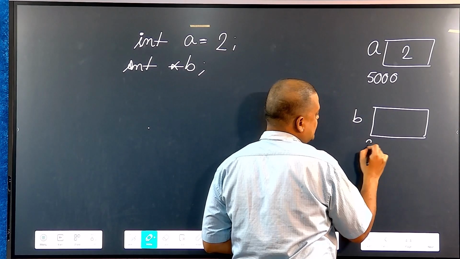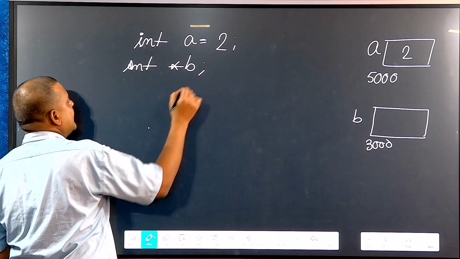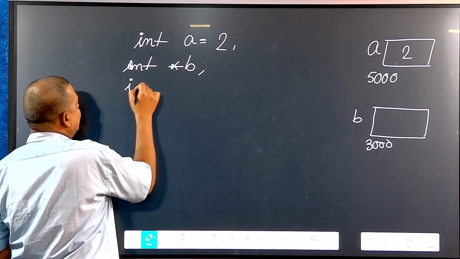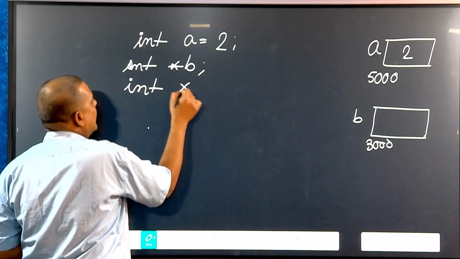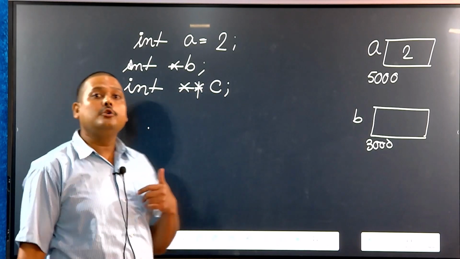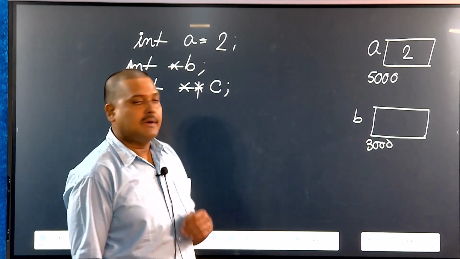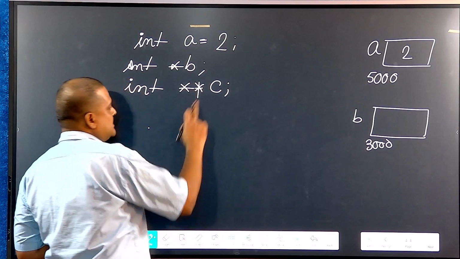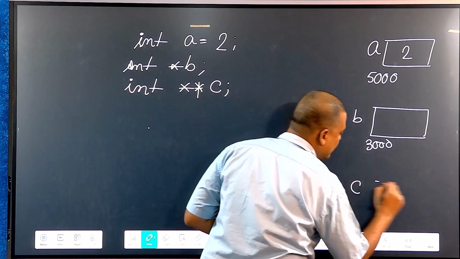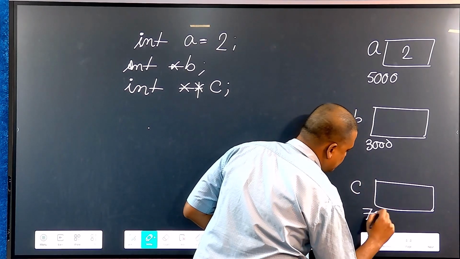I am assuming the base address of this location is 3000, it can be anything. There I want to declare one more variable, integer pointer, and again pointer c. This is called pointer to a pointer. You can extend it any number of times. Okay, so c is a variable. Assuming the base address of this location is 7000.